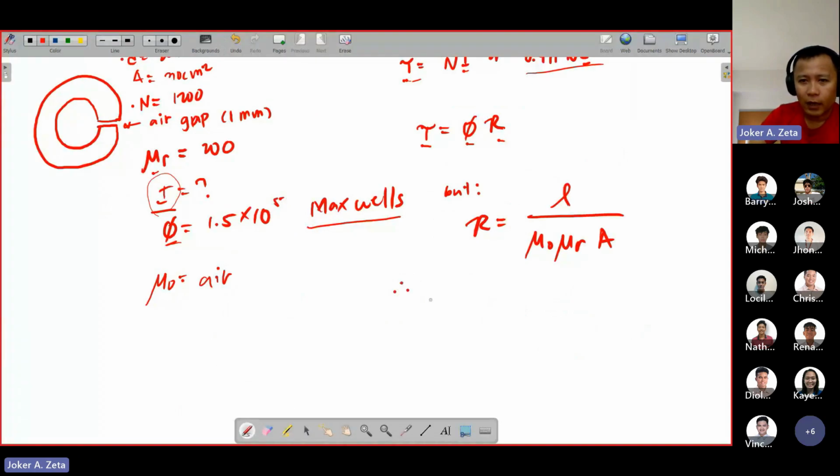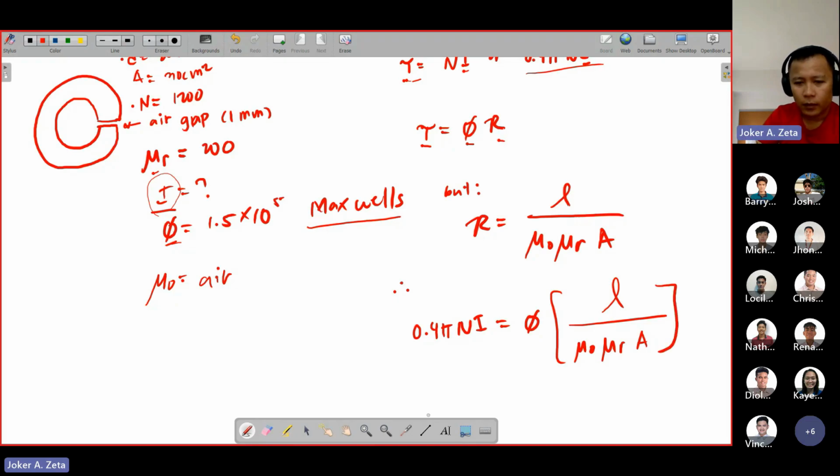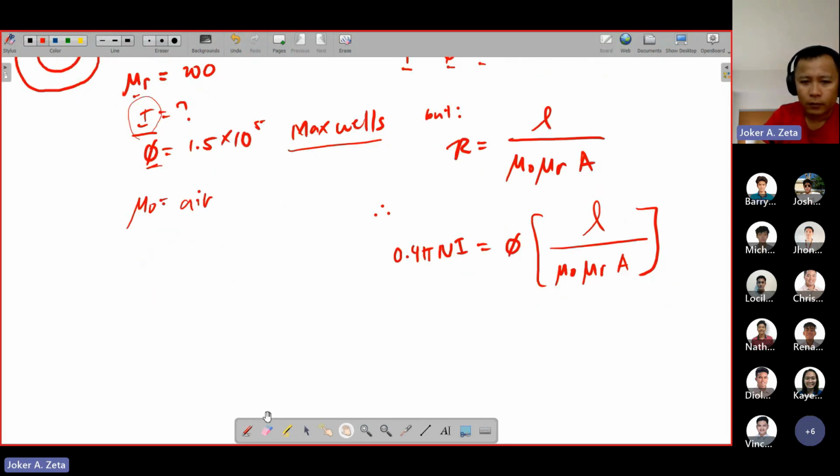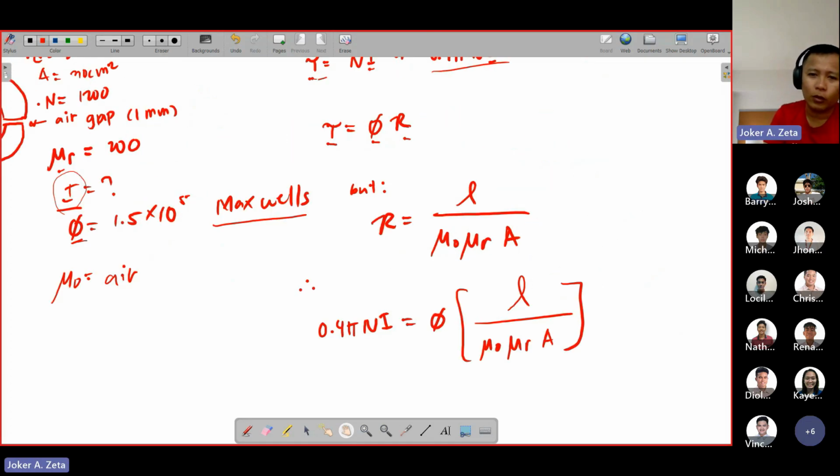So therefore, you will have 0.4 pi Ni is equal to the flux given times the reluctance, which is length over mu o mu r times the area. Okay? So by the way, we need to clarify this reluctance.